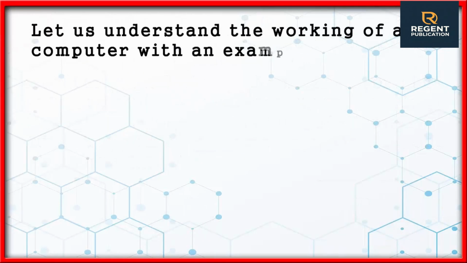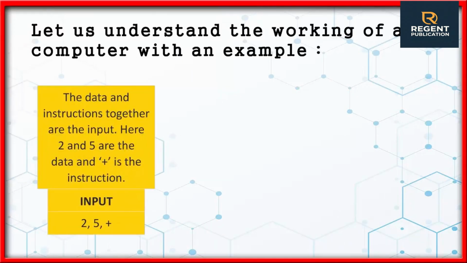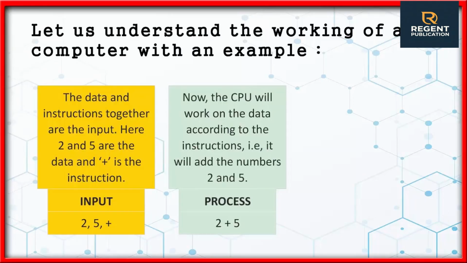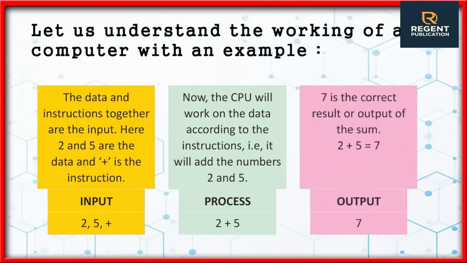Let us understand the working of a computer with an example. The data and instructions together are the input. Here 2 and 5 are the data and plus is the instruction. Input: 2, 5, plus. Now the CPU will work on the data according to the instructions. For example, it will add the numbers 2 and 5. Process: 2 plus 5. 7 is the correct result or output of the sum. 2 plus 5 is equal to 7. Output: 7.